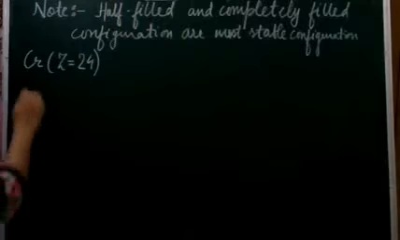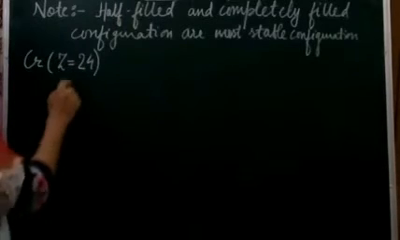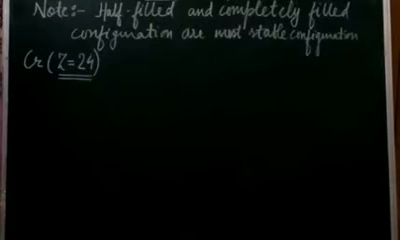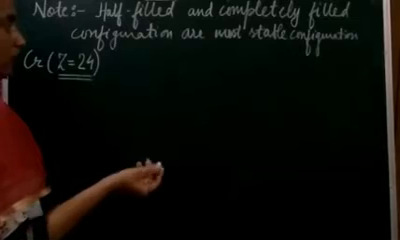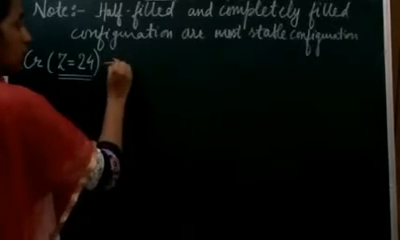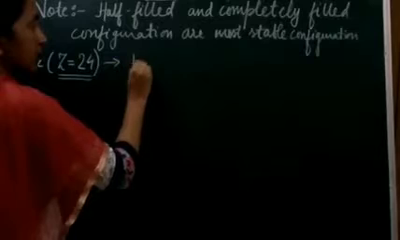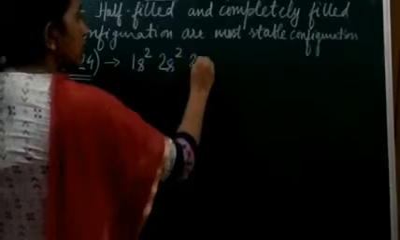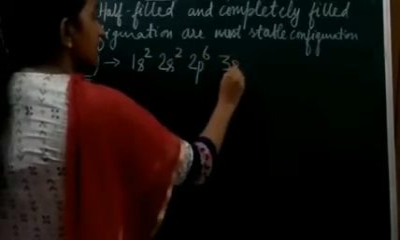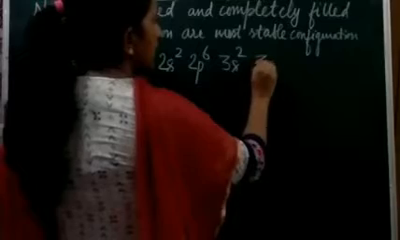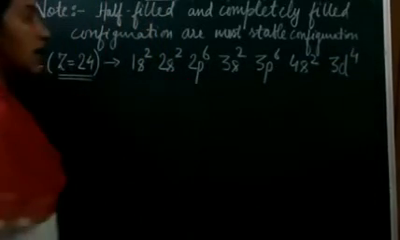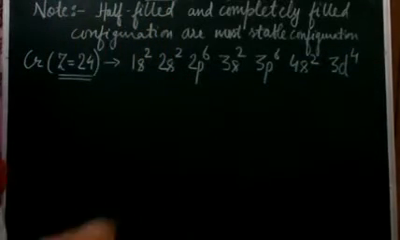So first is chromium, Z equals 24. Now students, just write down the electronic configuration of chromium. If we follow the Aufbau's rule, accordingly the configuration is going to be 1s2, 2s2, 2p6, 3s2, 3p6, this is 4s2 and 3d4. I think you must have written along with me.